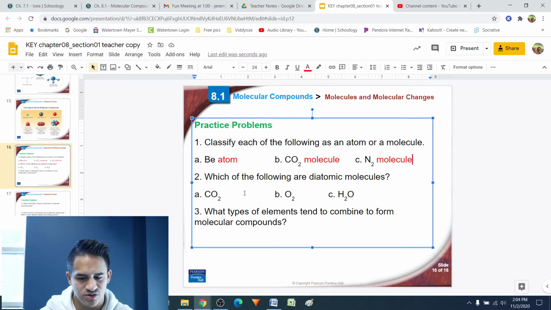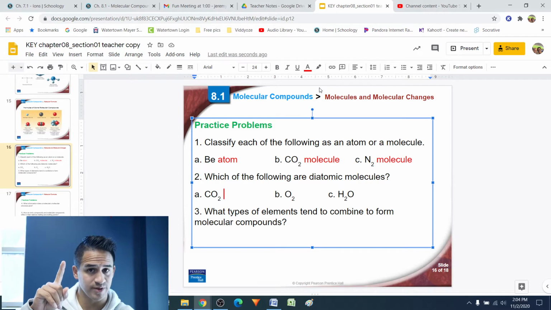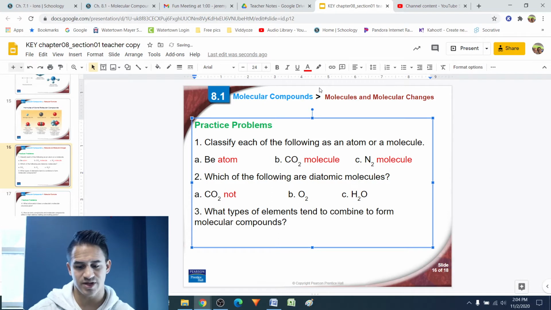All right, number 2, which of the following are diatomic molecules? The word diatomic means that we have 2 atoms exactly. So CO2, we have 1 carbon, 2 oxygen atoms. That's 3 atoms total. So that is not going to be diatomic. That will be triatomic, tri for 3, like a triangle has 3 sides, or a tricycle has 3 wheels. So this is not diatomic.